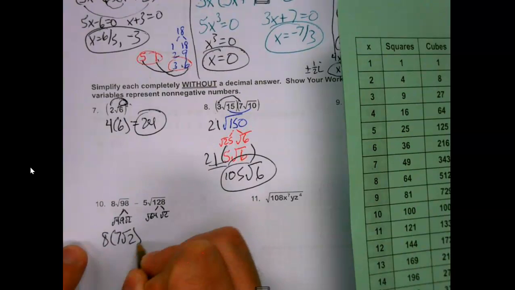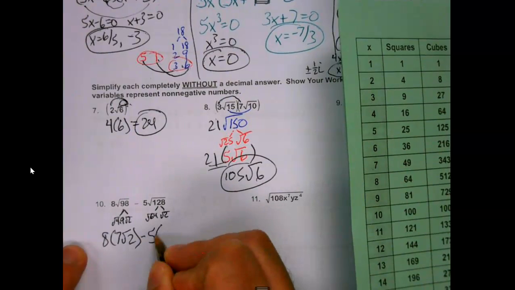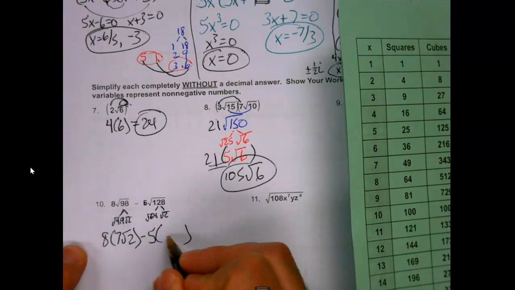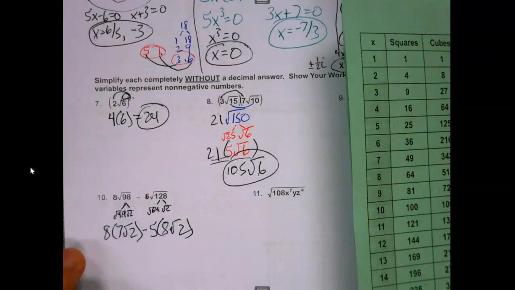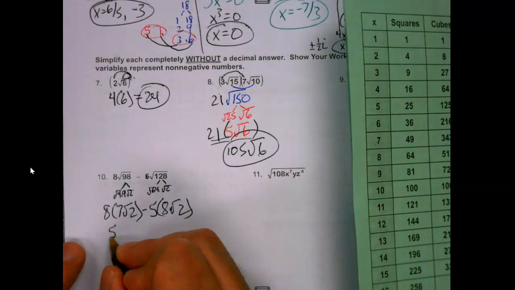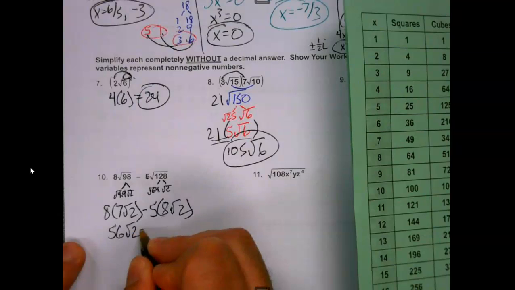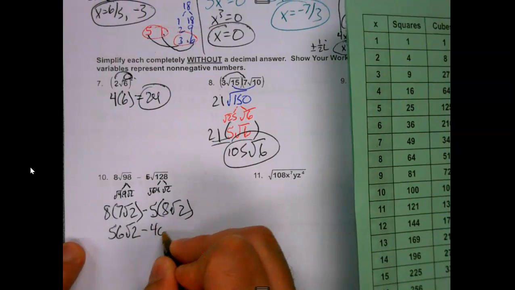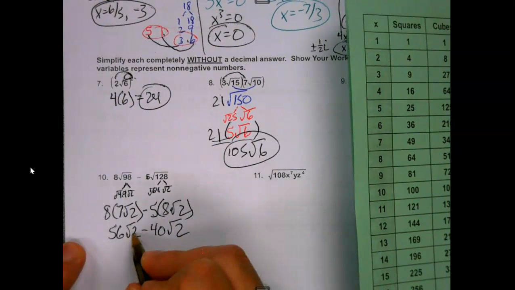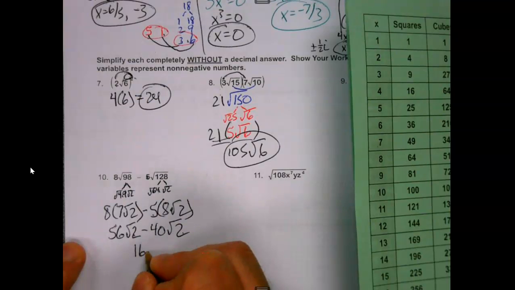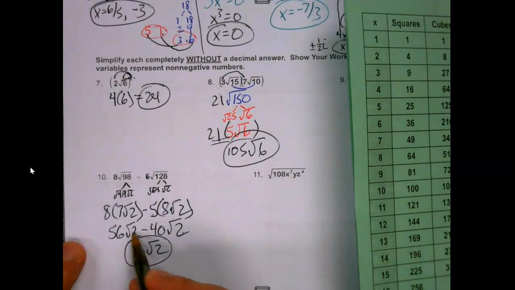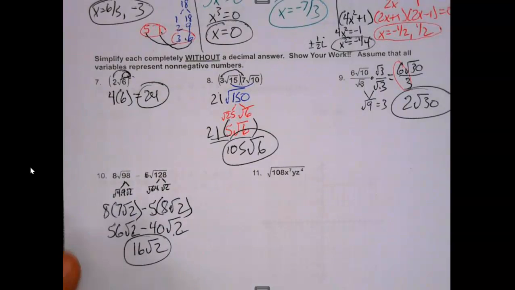49 is 7. Always got to remember later about those numbers hanging out on the outside. Times 7 is 56. 5 times 8 is 40. Same radical, so they're like terms. I can go ahead and put them together. If they're not the same radical, you'd have to leave that. So we keep an eye on that.